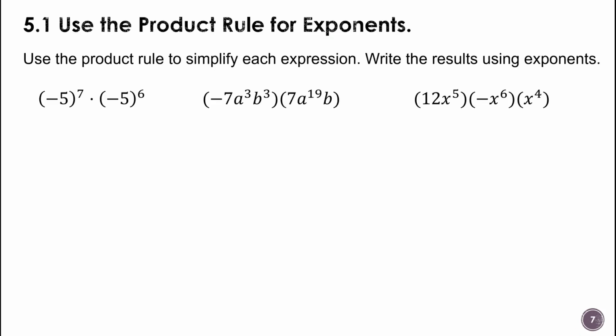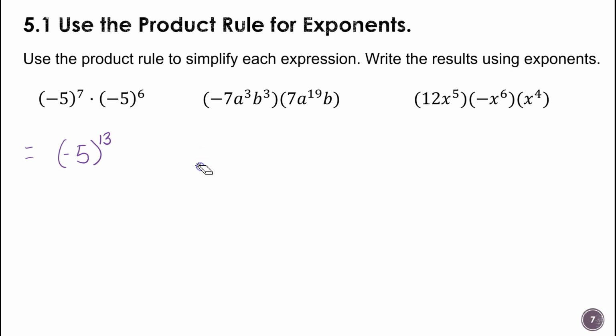So it says use the product rule to simplify each expression. Write the results using exponents. So that means on some of these, we're going to just leave the number there. So on the first one, we have negative 5 as our base. So it's going to be negative 5 to the 7 plus 6. So 7 plus 6 is 13. And we're just going to leave that because that would be a huge number. And it says write the results using exponents.